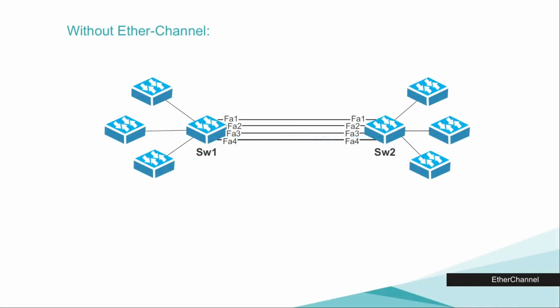Let's take a look at our example in order to understand what the Etherchannel is and what it does in our network. In our network here, we have switch 1 and switch 2. Those two switches are distribution switches. Each of those two switches is connected to 3 switches. We have 4 links connected between the 2 switches. What will happen to the 4 links that are connected between our 2 switches?